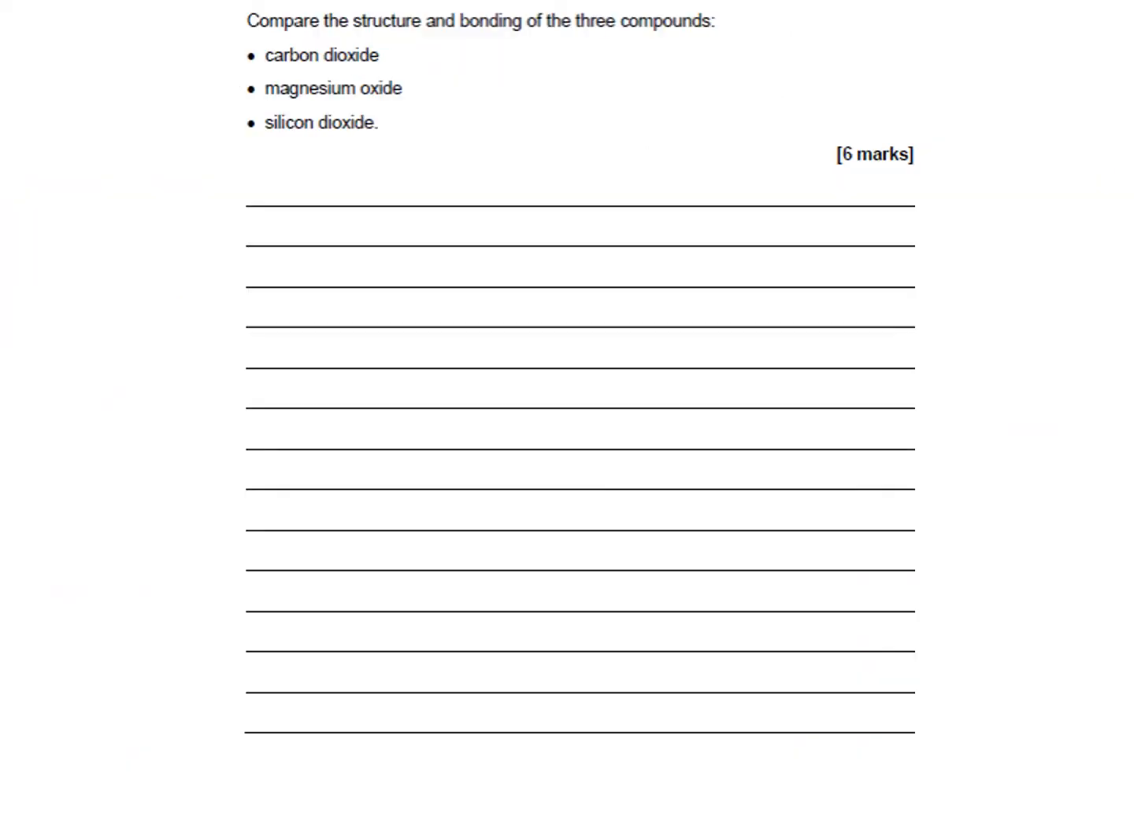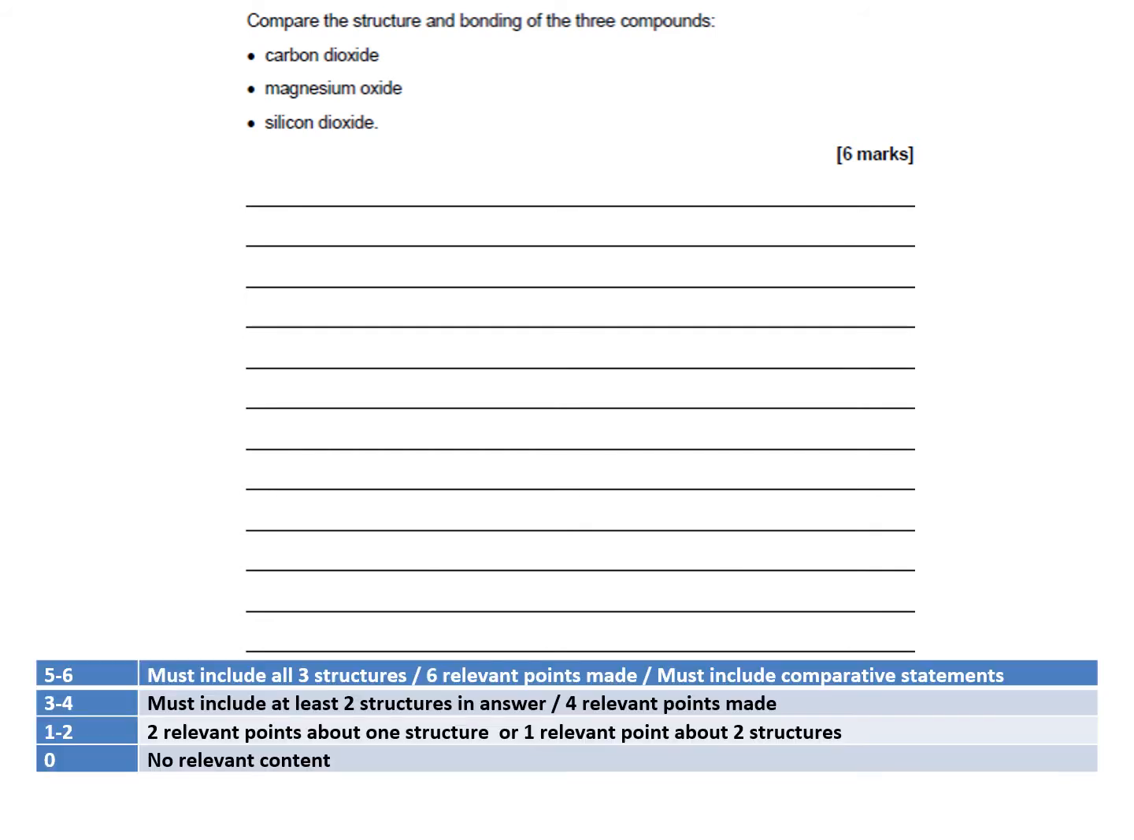Okay, so compare the structure and bonding of these 3 compounds. In order to get your 6 marks, you've got to think about not just what the structures are, but compare them. One is stronger than the other. One has electrostatic forces because it has charged particles, the other does not. So you've got to make sure you put in this but that, compare this with that. This has this, whereas this has something different.